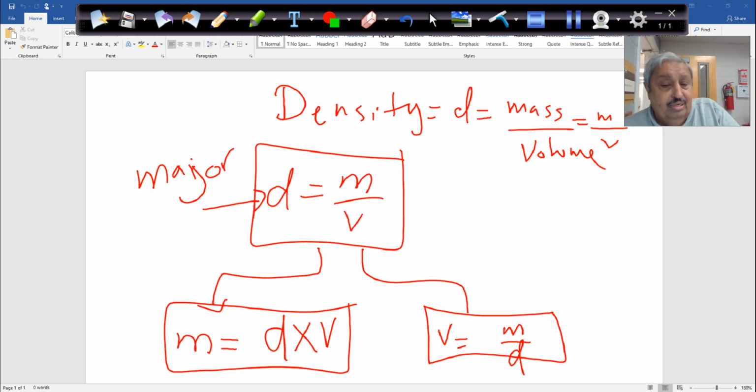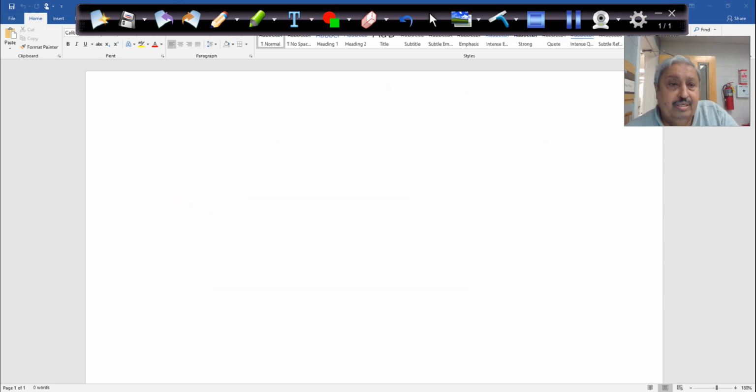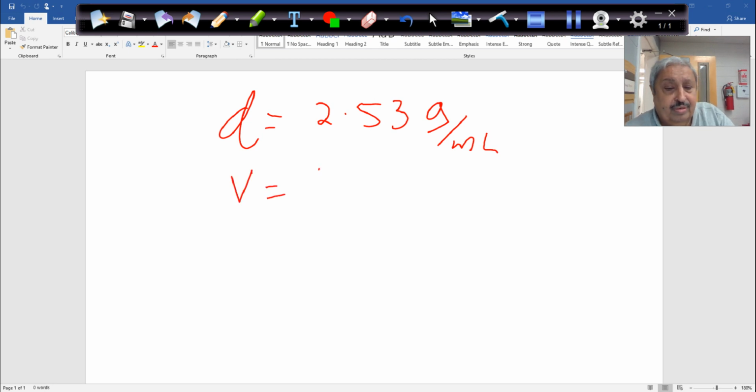So let's look at an example. I will ask you, for example, I can give you the density, I can give you the volume, and you can determine for me the mass, correct? So let's do this one here. So everybody has this? Okay, let's take this one out. So I give you the density of a solution. Density is say 2.53 gram per ml. And the volume we have used is 200.1 ml. You have to determine the mass.